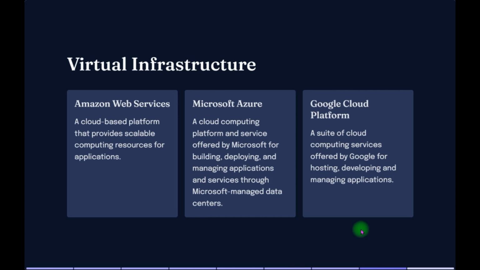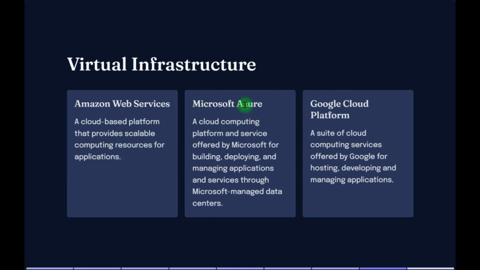First is AWS. So virtual infrastructure is actually a way of creating and managing virtual machines, right? On top of that, we host our application, right? Our code, everything is hosted on that particular virtual machine. So these virtual machines belong to any one of the cloud platforms. So AWS, that is Amazon Web Services, it's a cloud-based platform that provides scalable computing resources for your application.